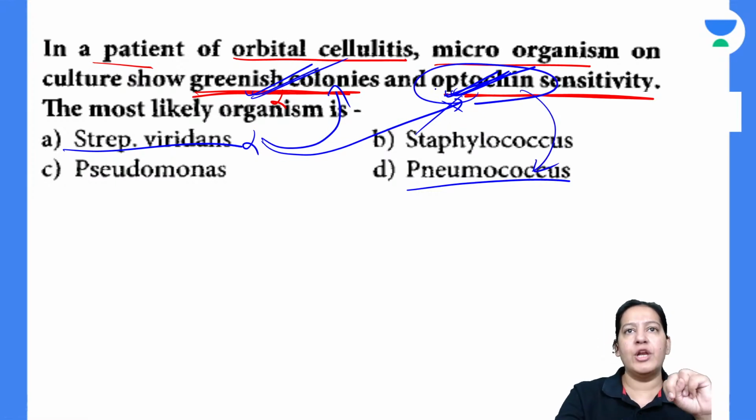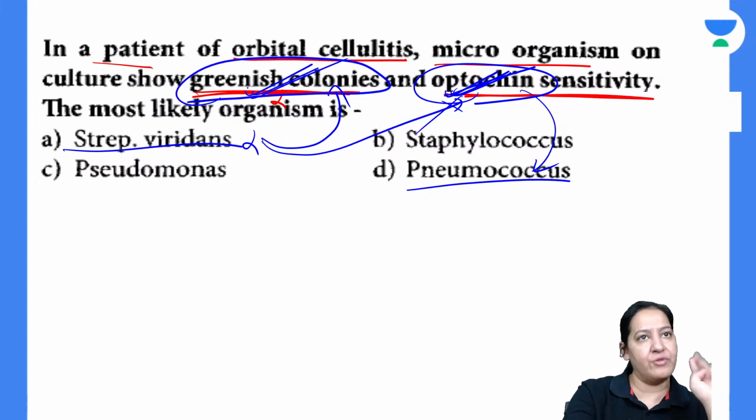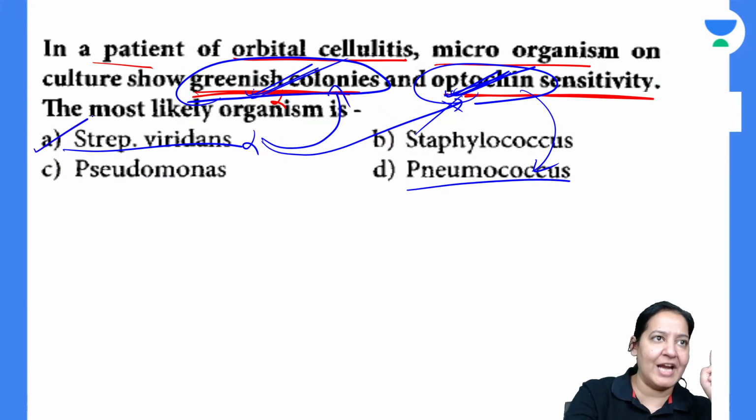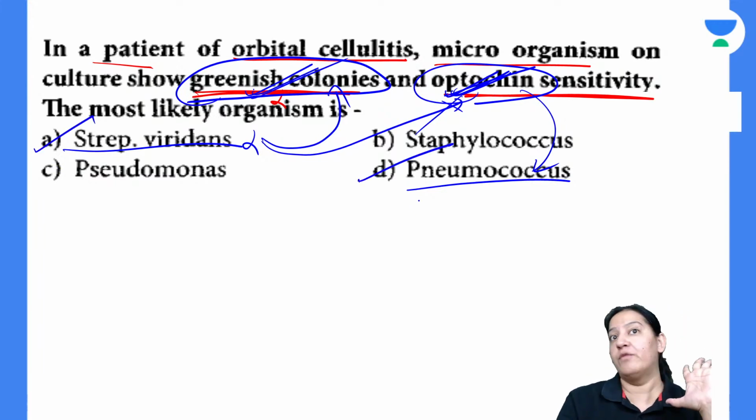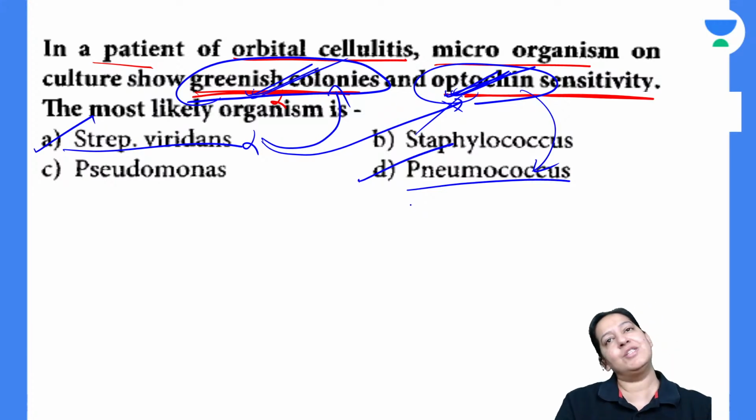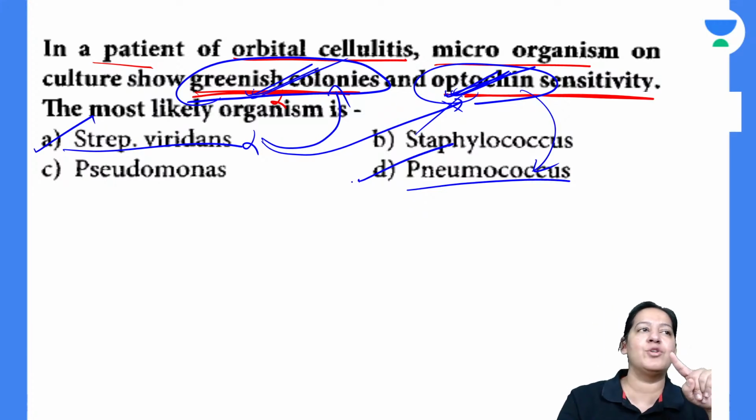If out of the two clues, only the first clue is given, that is greenish colonies, and optochin sensitivity is not given in the question, I cannot decide between A and D. So A and D will be two answers. If only greenish colony is given, you will tell me that. But along with greenish colonies, you are giving one more clue, optochin sensitivity. So my answer is D.